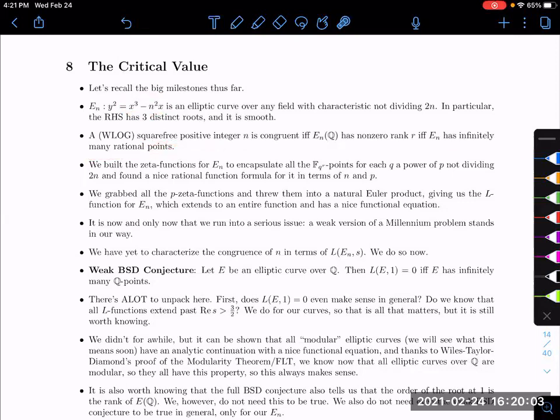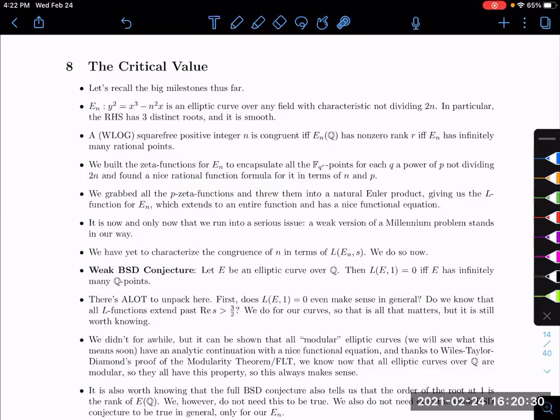We built zeta functions to encapsulate all the F_q to the r points for each q, a power of a prime p not dividing 2n. And we found a nice rational function formula for all of our zeta functions. That was last time. We took all the p zeta functions and threw them into a big Euler product, which gave us the L function for En, which extends to an entire function and has a nice functional equation.